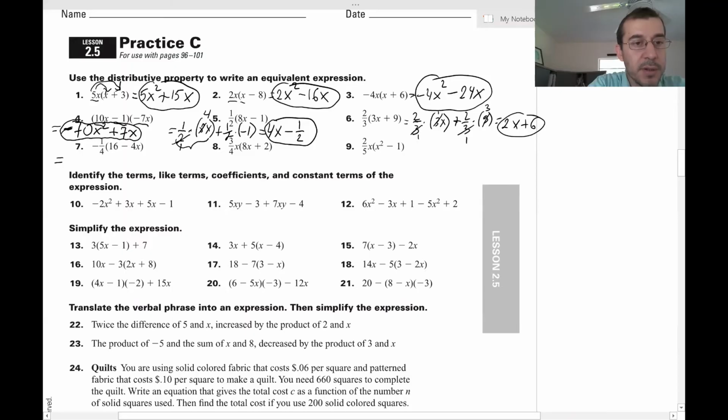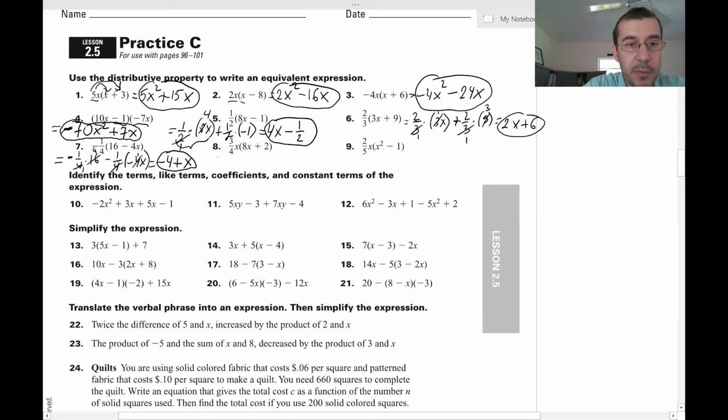Number 7, we have minus 1/4 times 16. 16 and 4 cancel out by 4, 1 and 4 here. And then we have minus 1/4 times minus 4x. So here we have minus 1 times 4, right? And that's minus 4. So minus 4. And then here, 4 and 4 cancel out. Minus times minus is plus. And then 1 times 1 is 1. And then x. We don't write the 1x. We just say plus x. So minus 4 plus x or x minus 4 is the same thing.